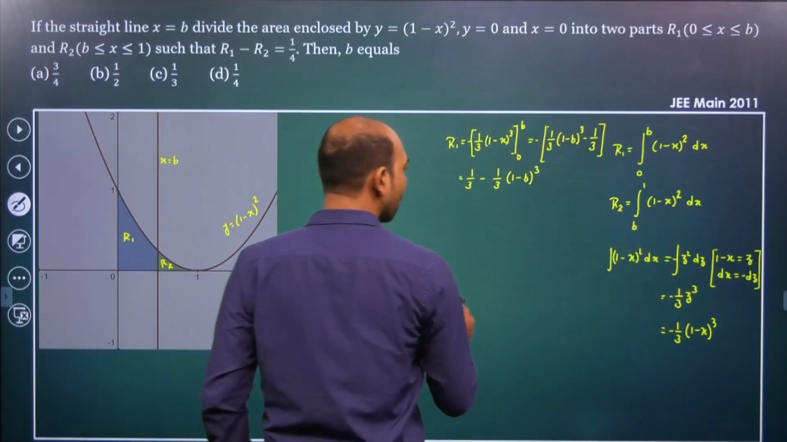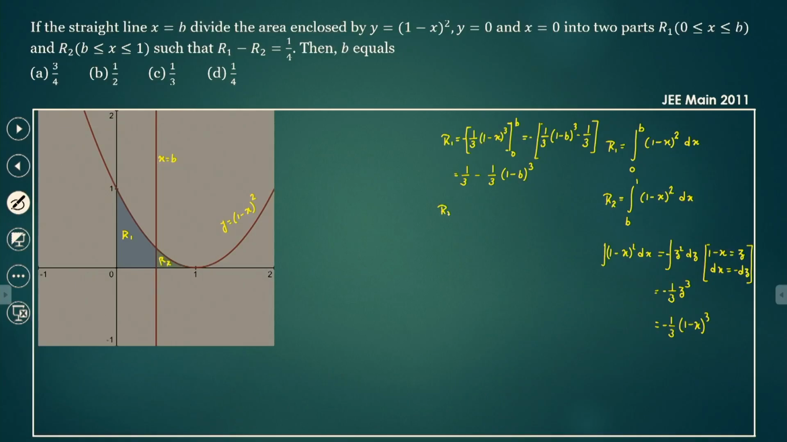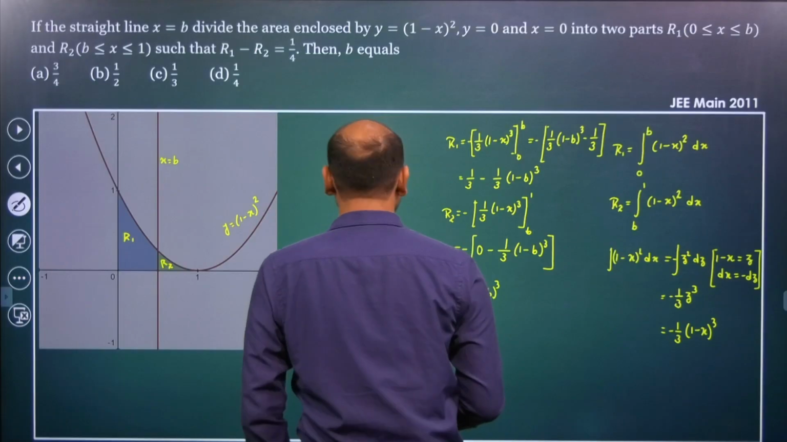So again, we need to calculate R2. R2 will be minus 1 by 3, 1 minus x whole cube, and the limit is from b to 1. So if I substitute 1 first, we get 0 minus 1 by 3, 1 minus b whole cube. Therefore, R2 will be equal to 1 by 3, 1 minus b whole cube. That's it. Now it says that R1 minus R2 is 1 by 4.